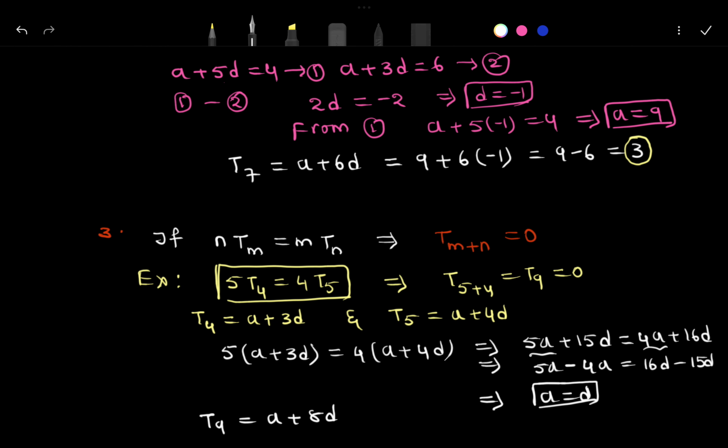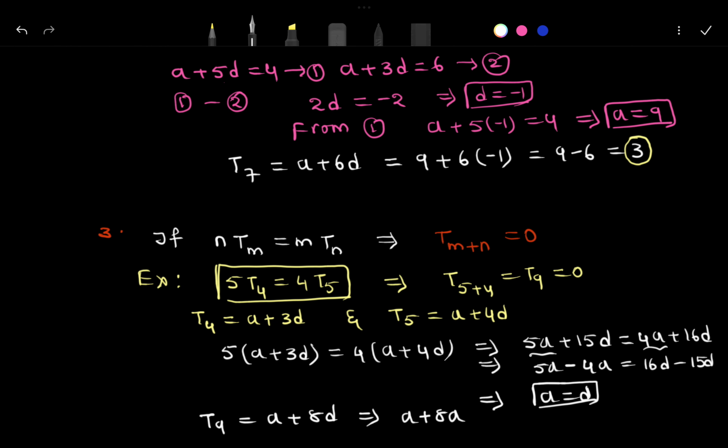One thing you have to remember: this one is by substituting. So A is equal to D, as you got it. A is equal to D means this one, A plus 8D, will be A plus 8 into A. That value will be equal to 9A.